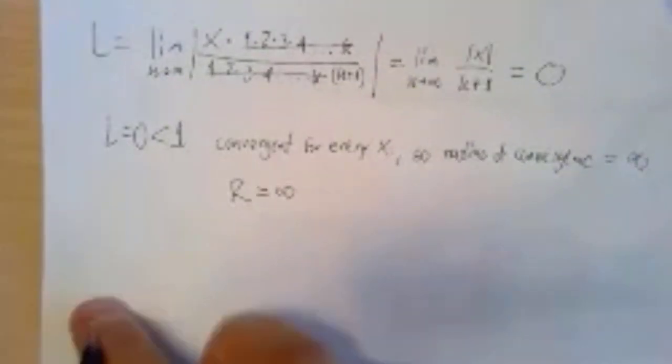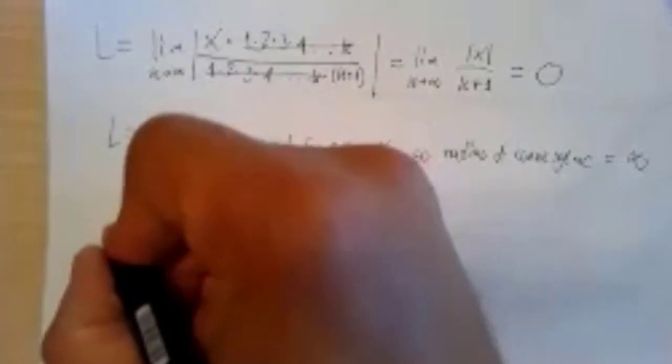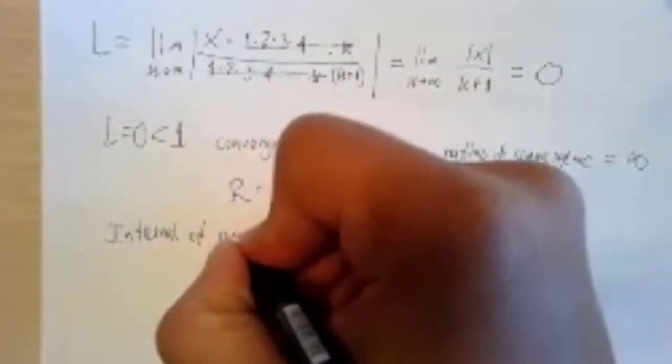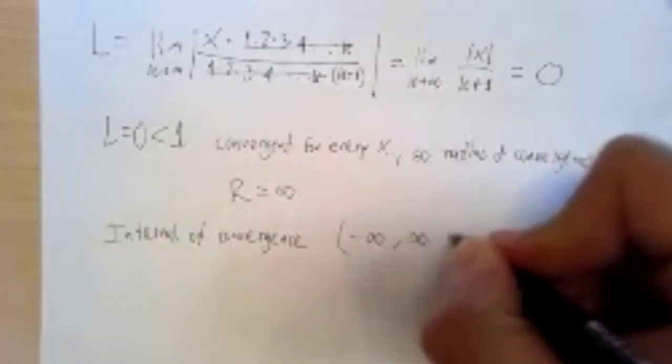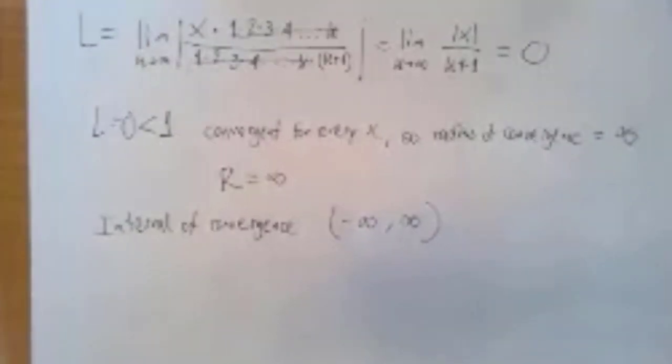All right. So if the radius of convergence is infinity and it's centered at 0, what is the interval of convergence? Well, the interval of convergence will be from negative infinity to infinity. All right? Okay, so that was the first example. Questions?